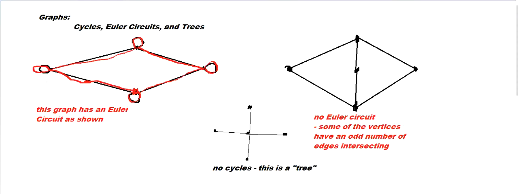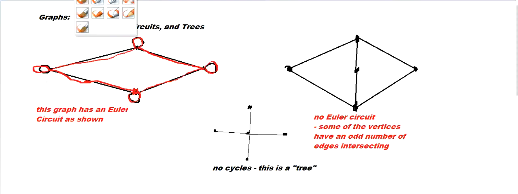So that's some basic terminology. We covered vertices, edges, cycles. That's where we can start at a vertex and walk along edges, then come back to the vertex. And then Euler circuits, where we have a cycle that goes through every edge.